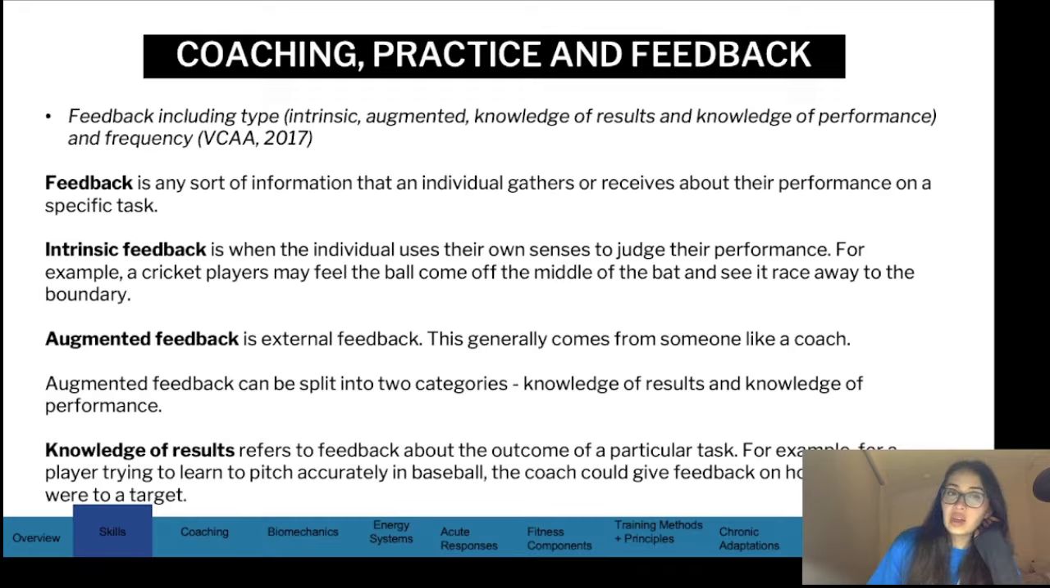So we've got a few types of feedback. Feedback is any sort of information that an individual gathers or receives about their performance on a specific task. Intrinsic feedback is when the individual uses their own senses to judge their performance. For example, a cricket player may feel the ball come off the middle of the bat and see it race away to the boundary.